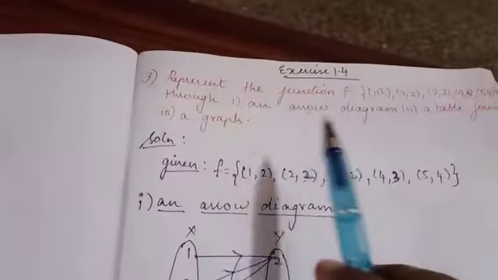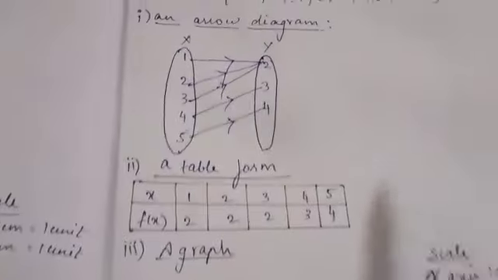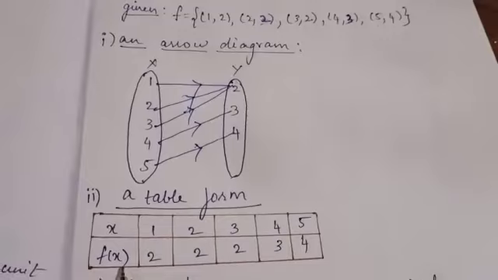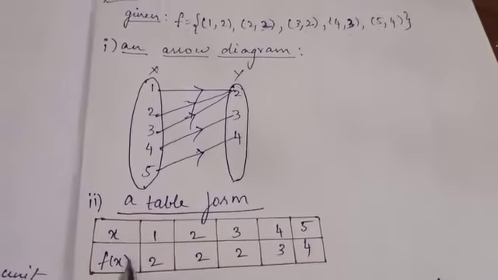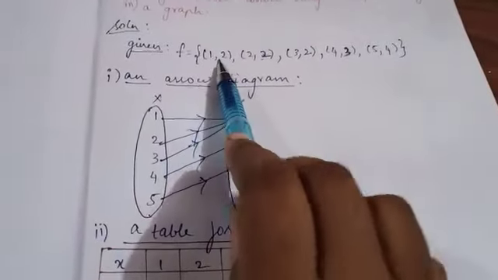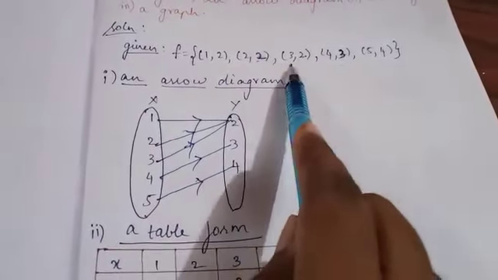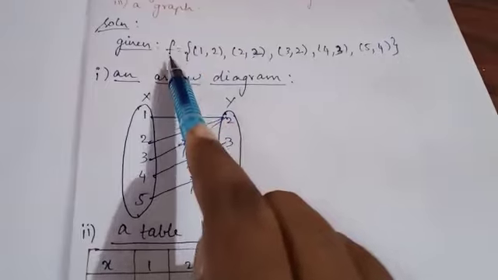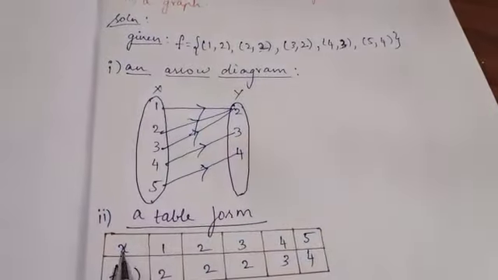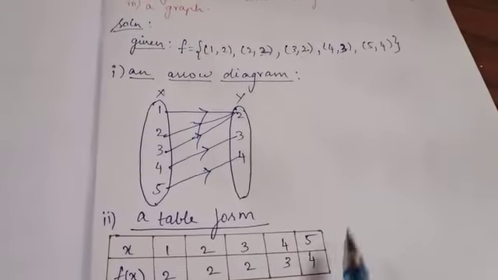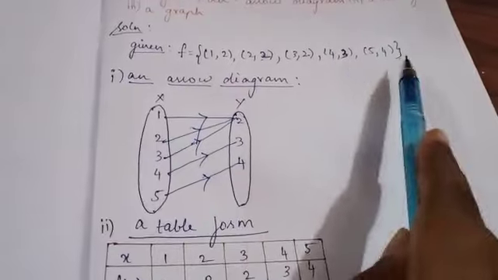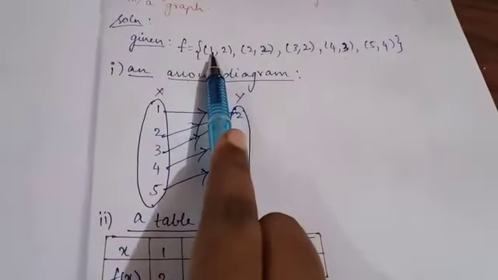So next subdivision is a table form. A table form has two rows, right? The first row must be x and the second row must be f of x. So the elements of x are nothing but the first elements of the ordered pairs in f. The first elements represent the x values 1, 2, 3, 4, 5 and f of x are nothing but the second elements.